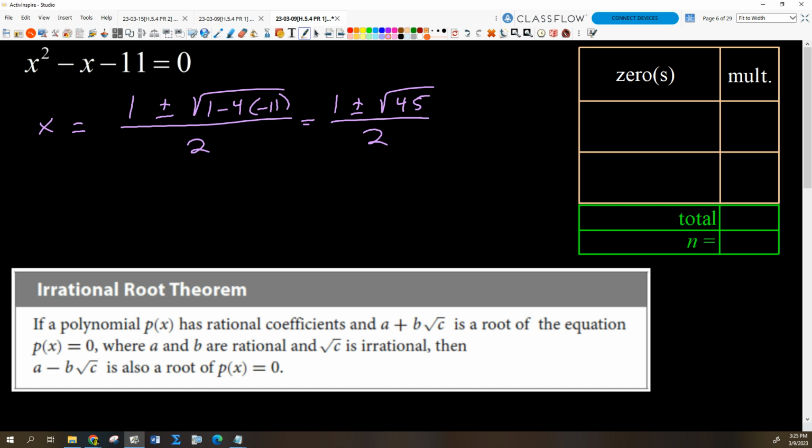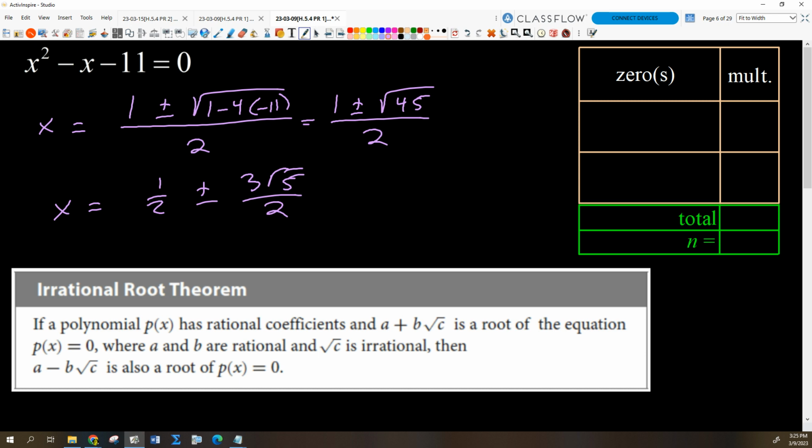Okay. So the square root of 45 simplifies to what? 3 square root of 5. So if I want to split this up, I'm getting x equals 1/2 plus or minus 3 times the square root of 5 over 2.